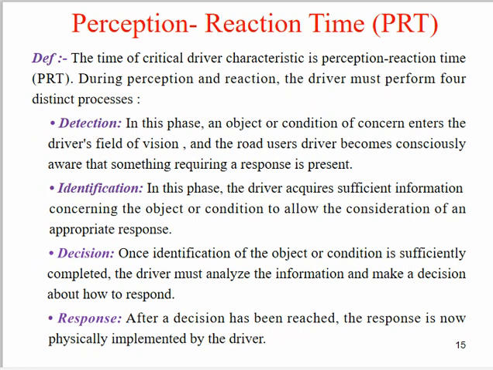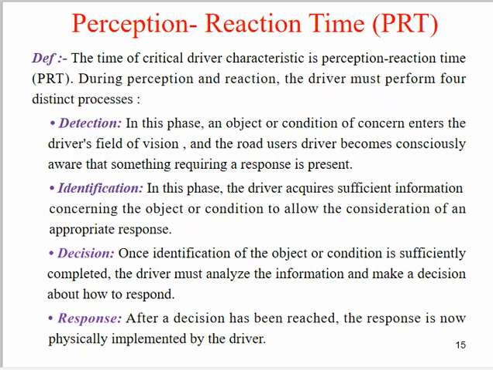Now in the first phase, detection, when an object or a condition of concern enters the driver's field of vision, the driver becomes conscious or aware that something requiring a response is present. That means the driver or the road user becomes aware of the traffic condition in front of him. Next, identification. In this phase, the driver acquires sufficient information concerning the object or condition in order to allow the consideration of an appropriate response.